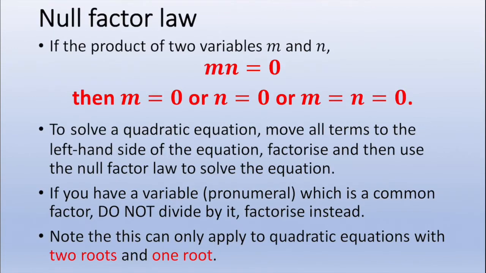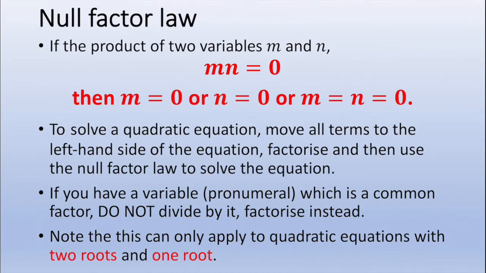Now, just recall from year 10, we actually started talking about the null factor law. So if a product of 2 variables m and n, mn equals 0, then m equals 0, or n equals 0, or m equals n equals 0. So in this case, to solve a quadratic equation, we need to move all terms to the left-hand side of the equation, factorize, and then use the null factor law to solve the equation.